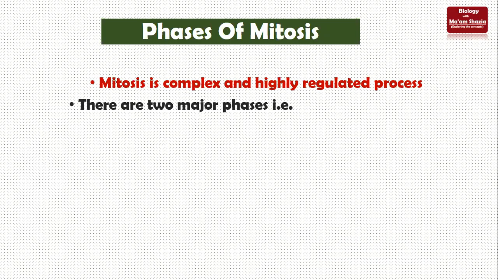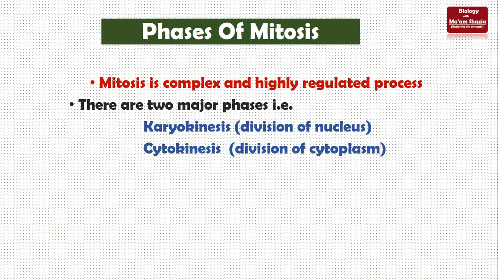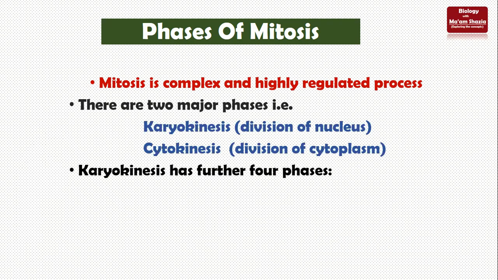So there are two major phases. The one is karyokinesis. The word karyo is derived from the Greek word karyon, which means nucleus. So karyokinesis is actually the division of the nucleus. In cytokinesis, the word cyto means cell, and cytokinesis is actually the division of the cytoplasm, or the cell. Now, the karyokinesis, right?